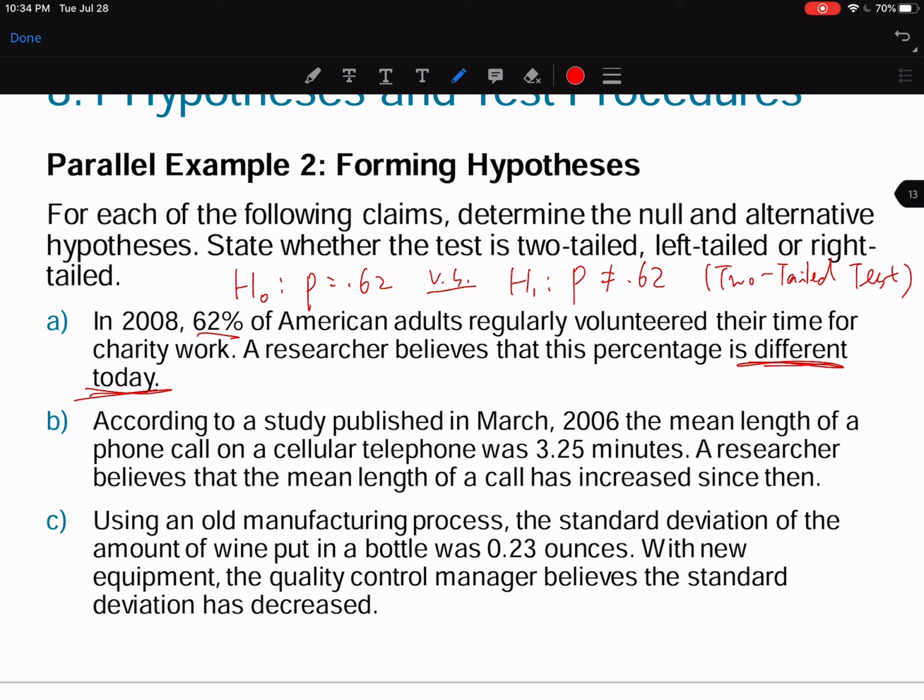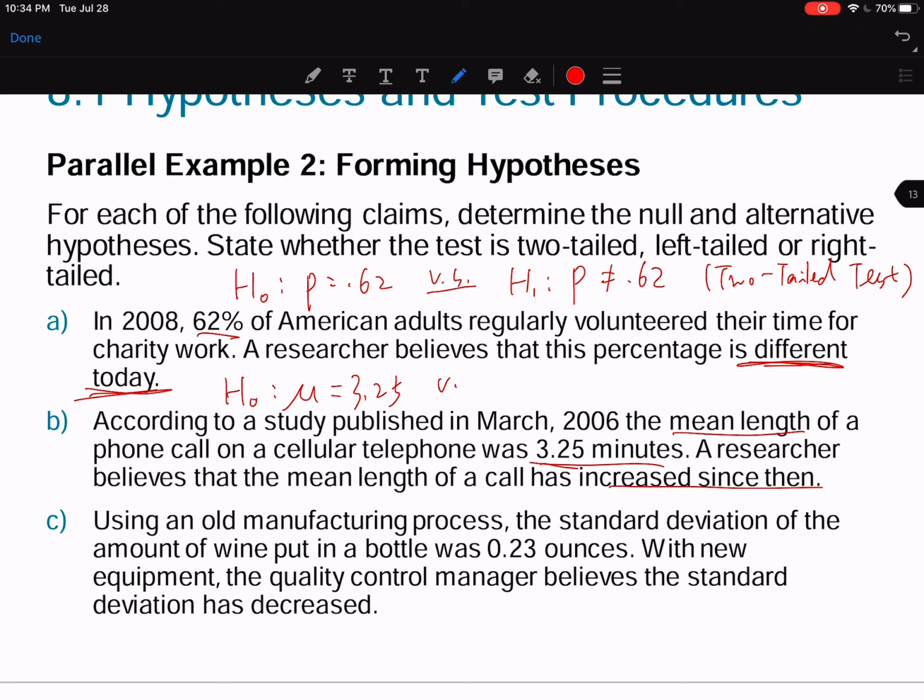According to a study published in March 2006, the mean length of a phone call on a cellular telephone was 3.25 minutes. A researcher believes that the mean length of a call has increased since then. Now let's take a look at the null hypothesis over here. First of all, which parameter are we working with? We're working with the mean length, which is the population mean. So mu would be equal to 3.25. Once again, the null hypothesis is always a statement containing the equality.